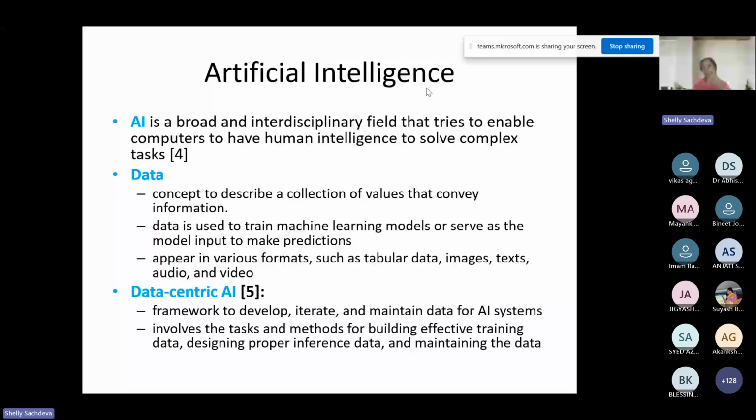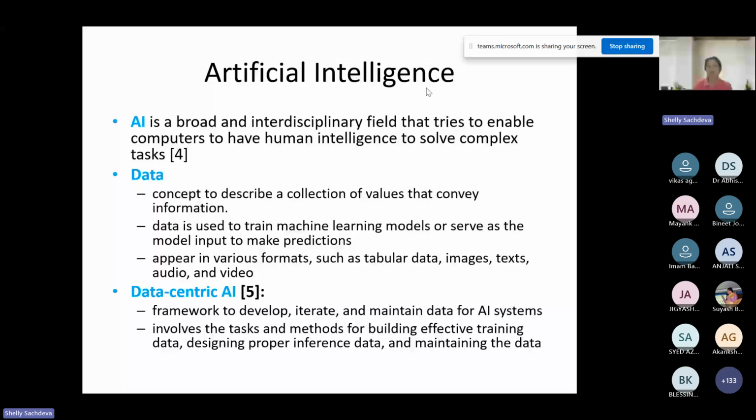Now, there is also a term that has recently been introduced, and the term is data-centric AI, right? Data-centric AI is a framework to develop, iterate, and maintain data for AI systems. It basically involves the tasks and methods for building effective training data, designing proper inference from that data, and maintaining that data.